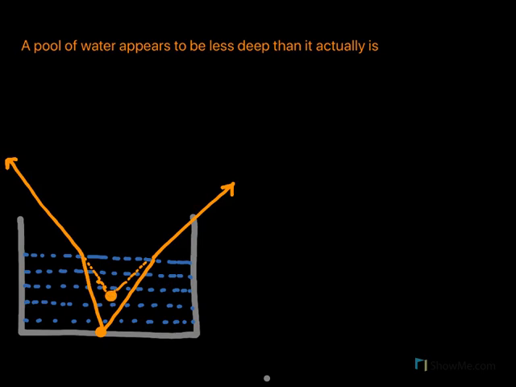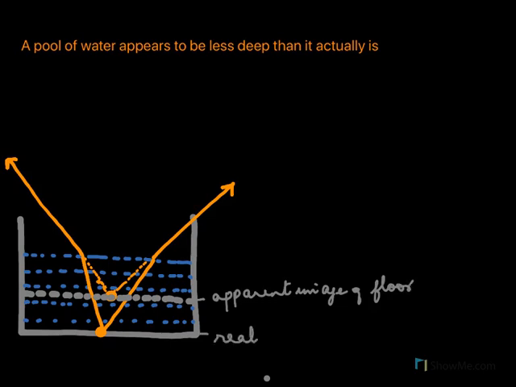So it will appear to us that the bottom of the water has been raised to this level. This will be the apparent position, the apparent image of the floor. This is the real position, the actual position. We won't call it real, we'll call it the actual position of the floor. So the pool appears less deep than it actually is.